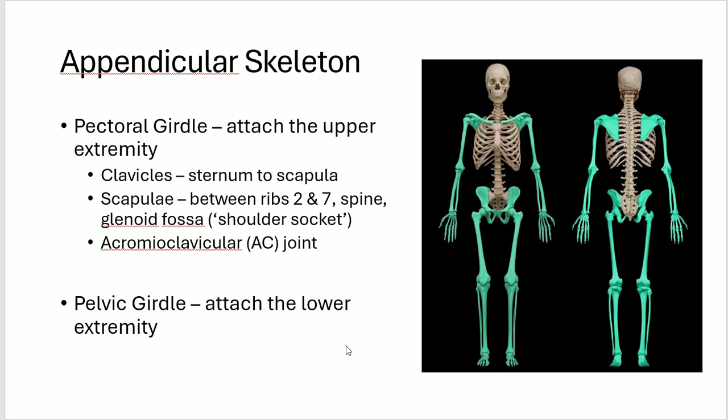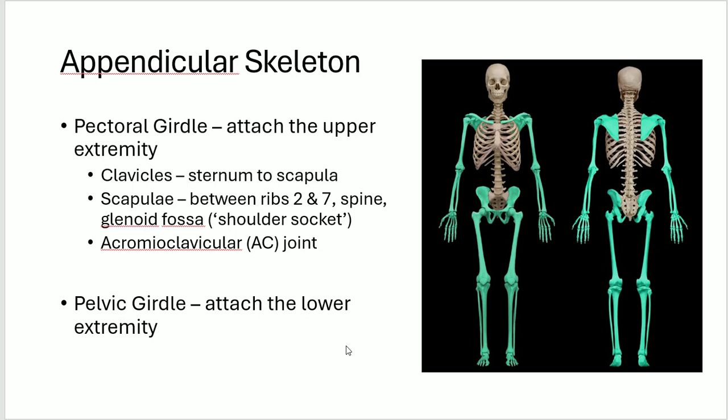So appendicular skeleton are appendages. So this is the pectoral girdle that connects our upper limbs to our trunk. It is comprised of the clavicle, which is our collarbone. So that's sternum to scapula. Scapula is the shoulder blade.